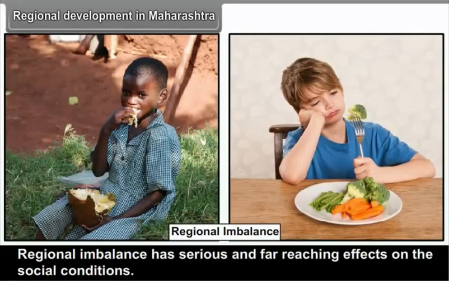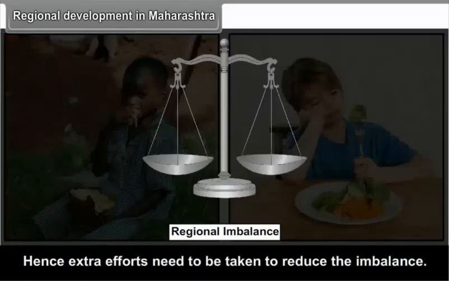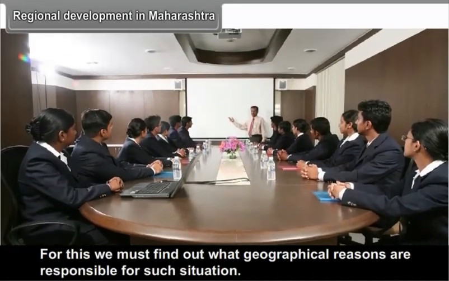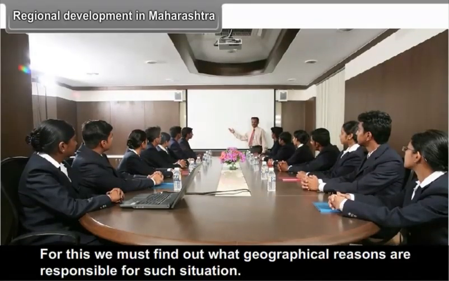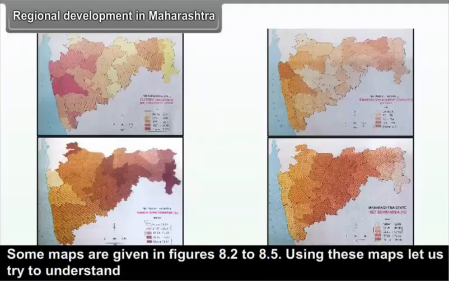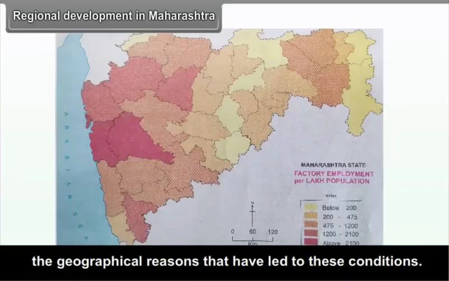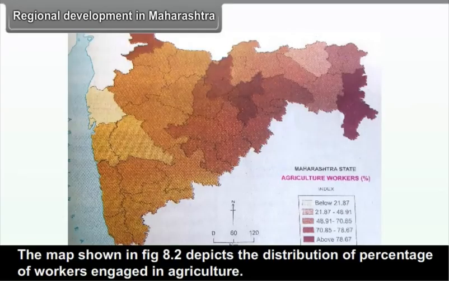Regional imbalance has serious and far-reaching effects on the social conditions. Hence, extra efforts need to be taken to reduce the imbalance. For this, we must find out what geographical reasons are responsible for such situations. Some maps are given in figures 8.2 to 8.5. Using these maps, let us try to understand the geographical reasons that have led to these conditions. The map shown in figure 8.2 depicts the distribution of percentage of workers engaged in agriculture.